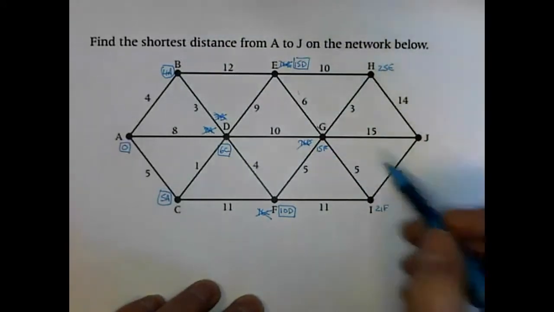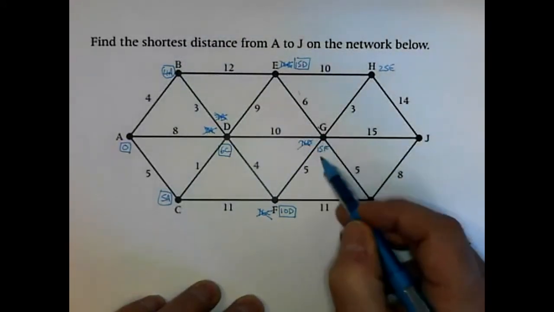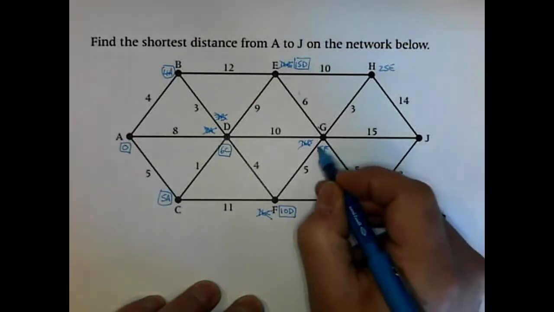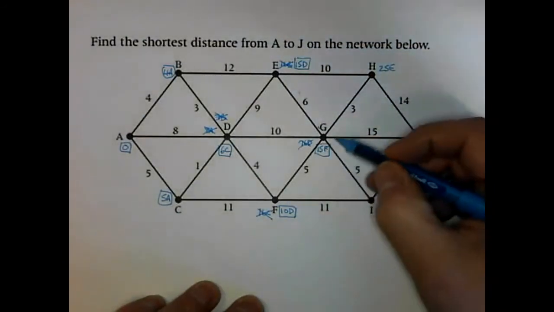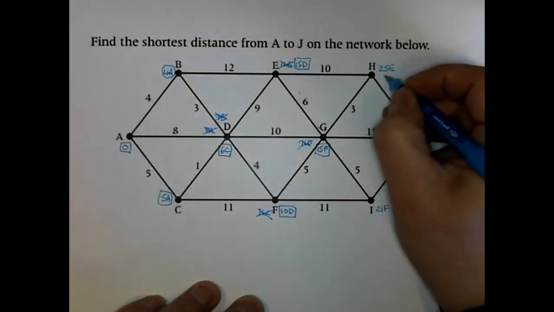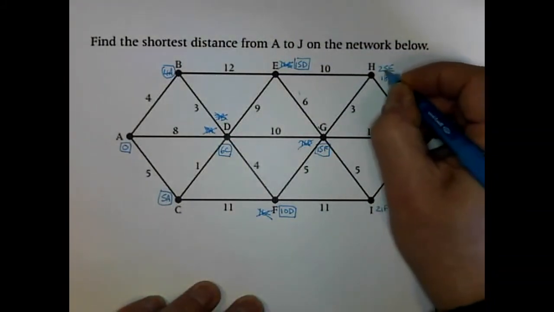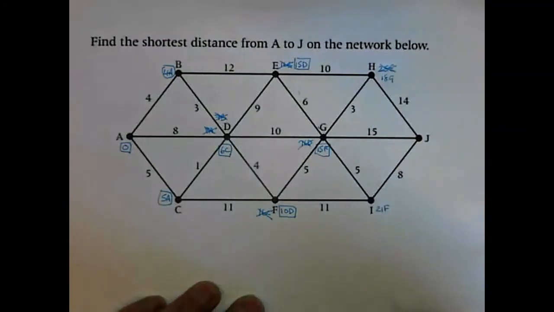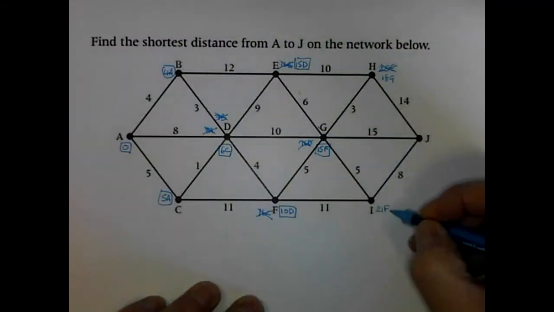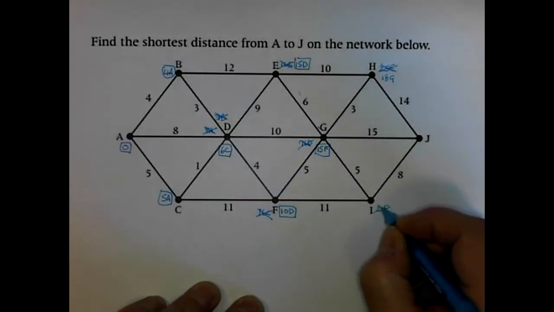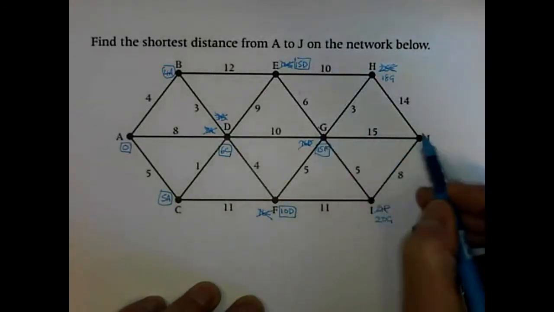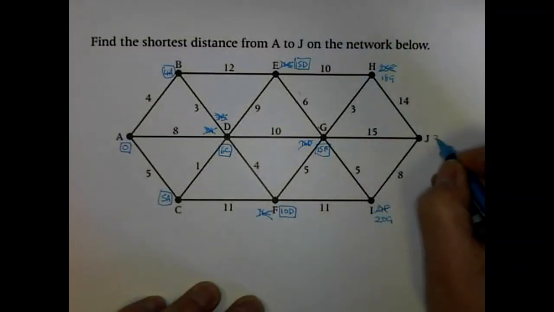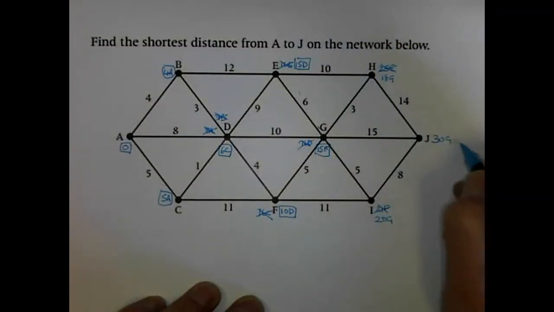Again, we've got 3. Well, this 15 is the smallest out of those 3. So we're going to box it, and we're going to go from there. So 15 plus 3, well, that'll be 18 from G. So let's cross that one out. Down here will be 20 from G. So let's cross that one out and replace it with 20 from G. And here will be 30 from G.